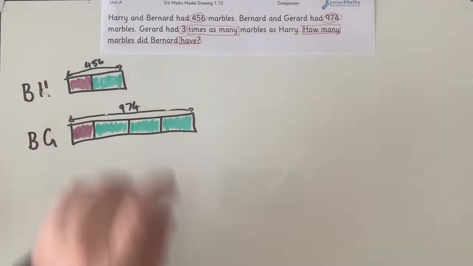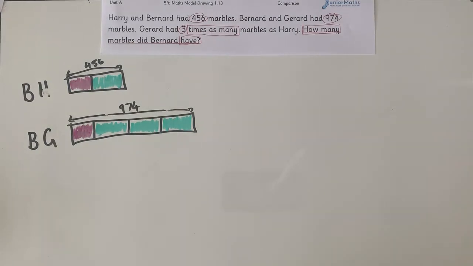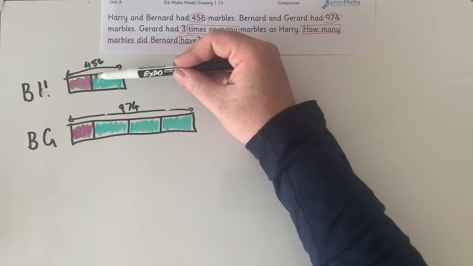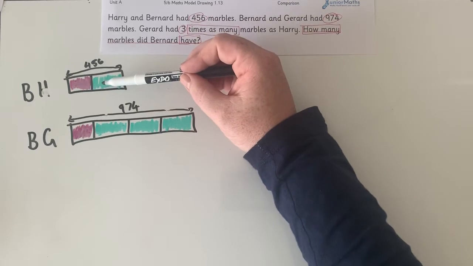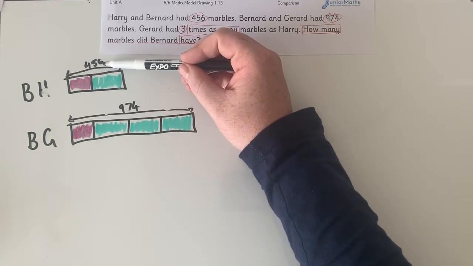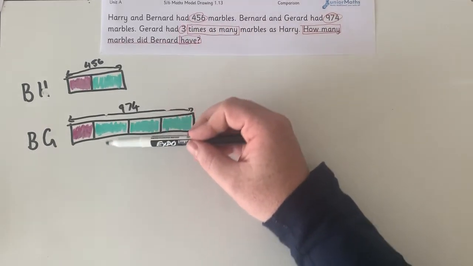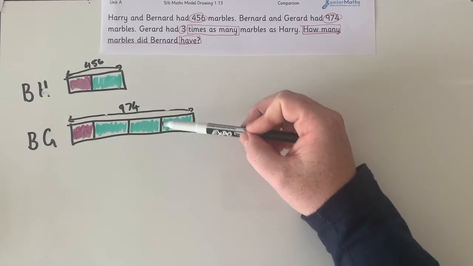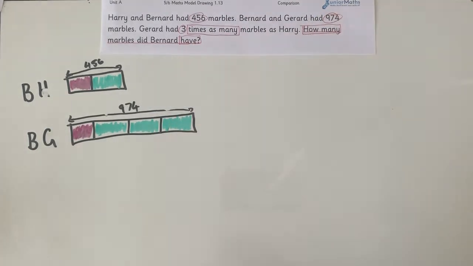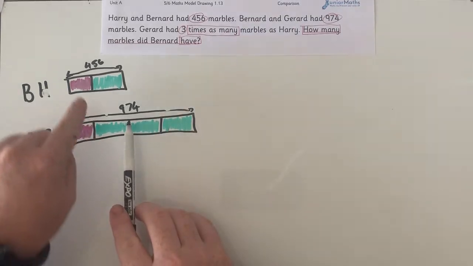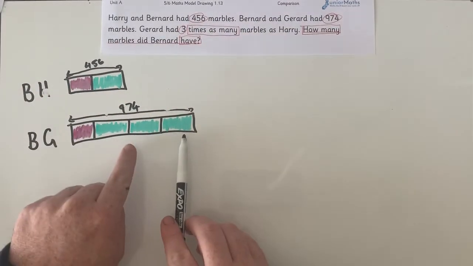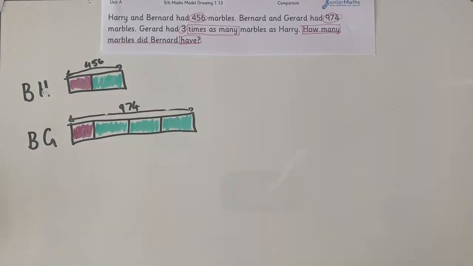Now we need to look for a clue that will tell us either what this equal part is or what these equal parts are. And there is a clue in this one. Because the total of Bernard and 1 equal part is 456, and the total of Bernard and 3 equal parts is 974. So that means the difference between these 2 numbers has to be 2 equal parts.